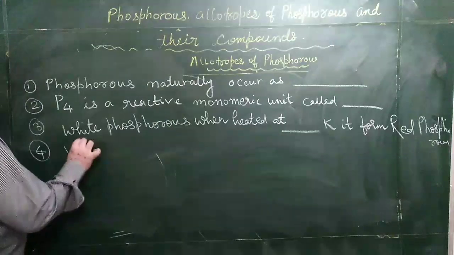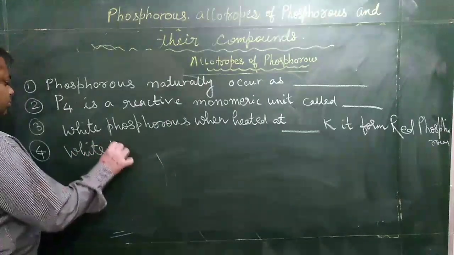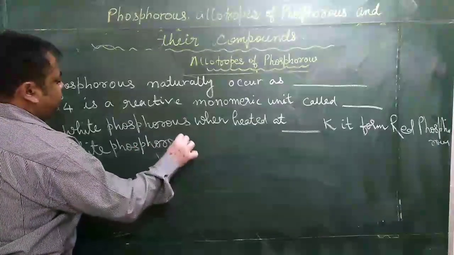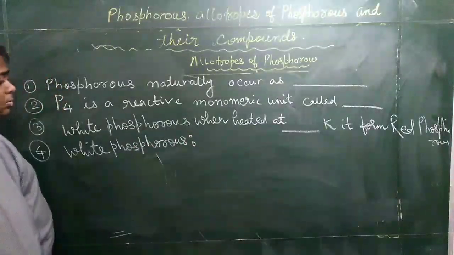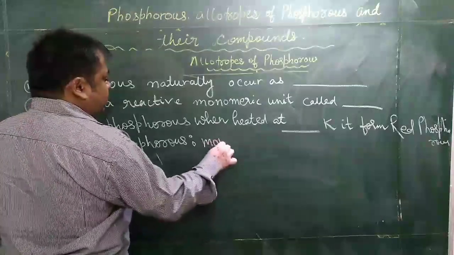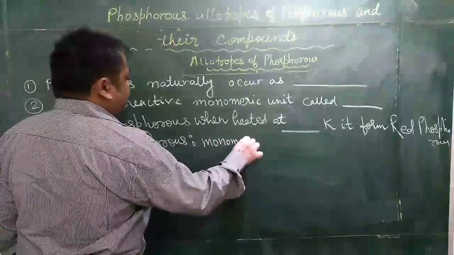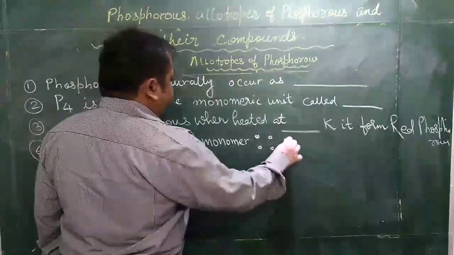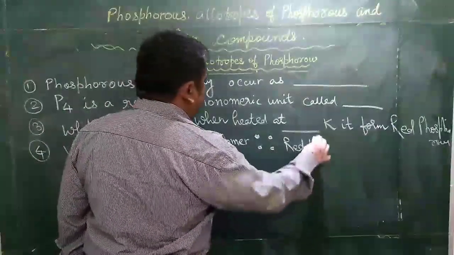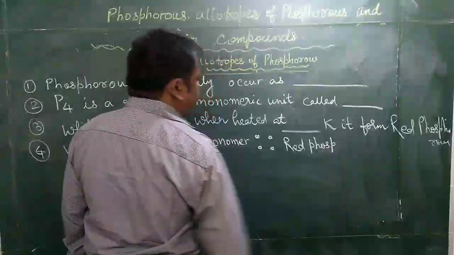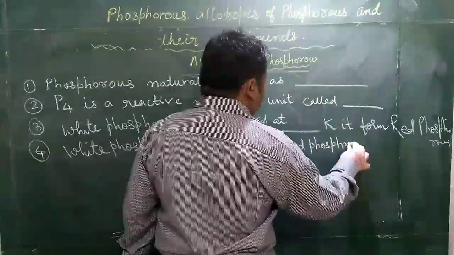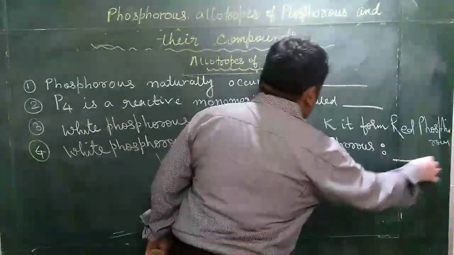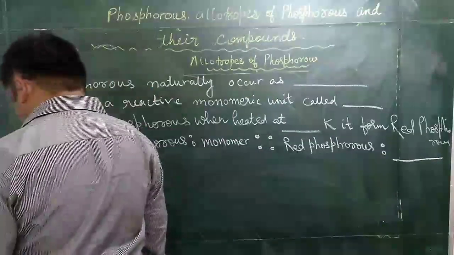If white phosphorus is to monomer, then red phosphorus should be equal to what? Fifth.